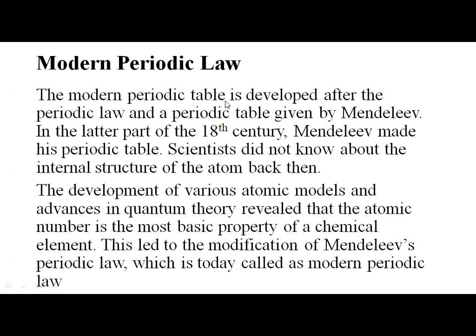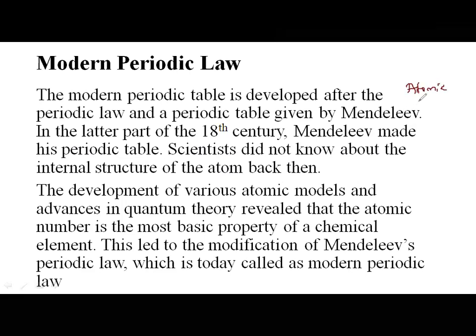The modern periodic table was developed after the periodic law and the periodic table given by Mendeleev. In the latter part of the 19th century, Mendeleev made his periodic table. Scientists did not know about the internal structure of the atom back then. Yes, what does that mean? Till then, all of them considered atomic mass the fundamental property of an atom.